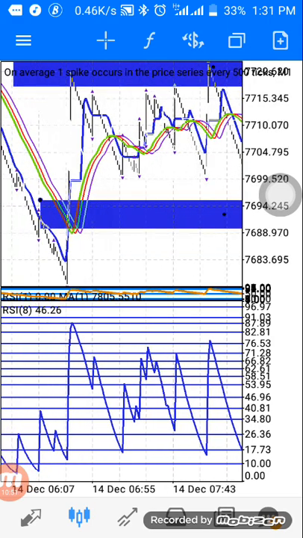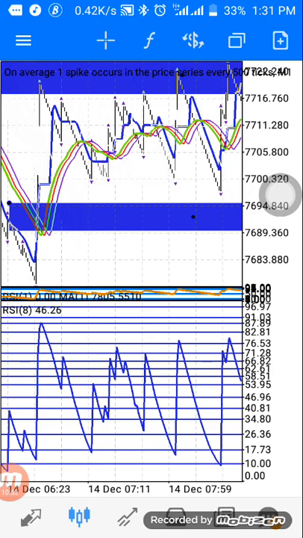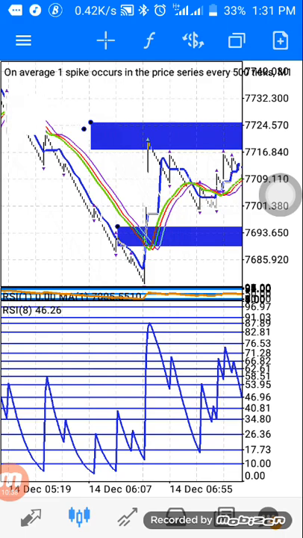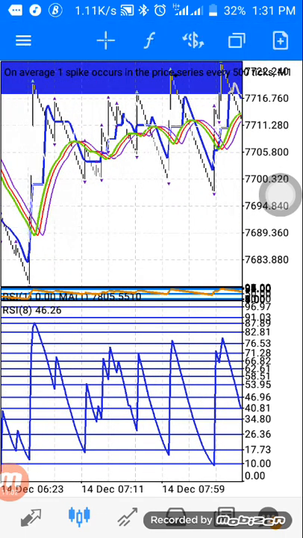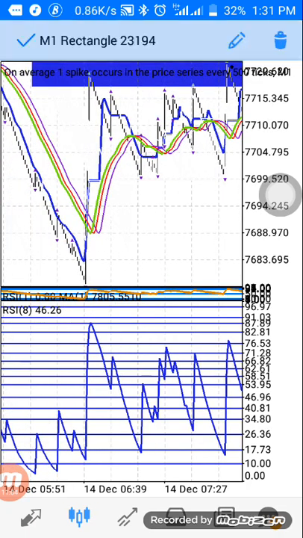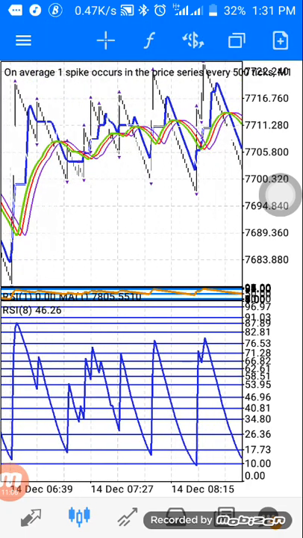This is the 1 minute time frame. Let me remove these zones. I think you have seen what I meant. What I use this for is for knowing your zones, whether it's ranging or spiking.